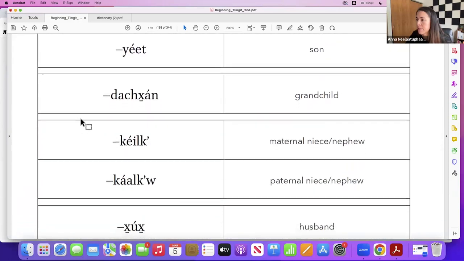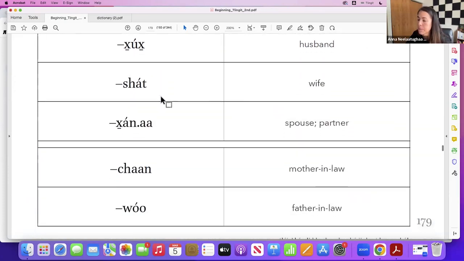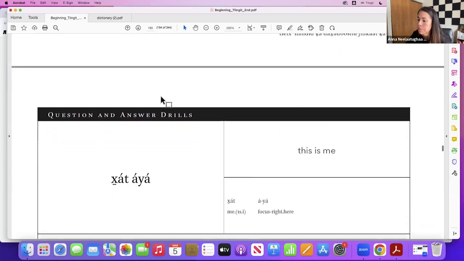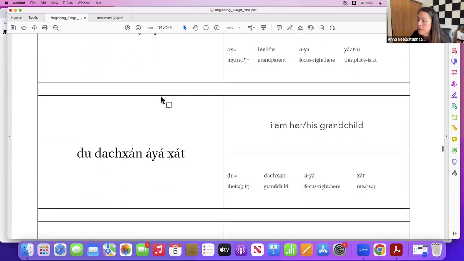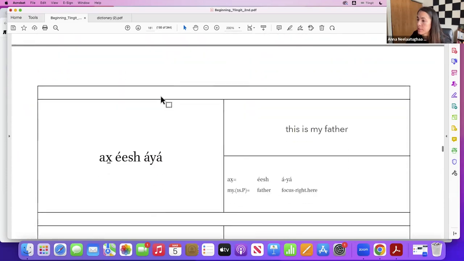Let me find. Dachchen is grandchild. So we talked about Tlij is grandparent, and then if you're saying my grandparents or my ancestors, or if you're talking about yourself in that relationship, it would be Dachchanaya. I am the grandchild of. There's some phrases in this book that you can use.